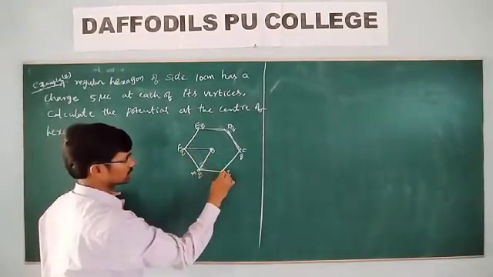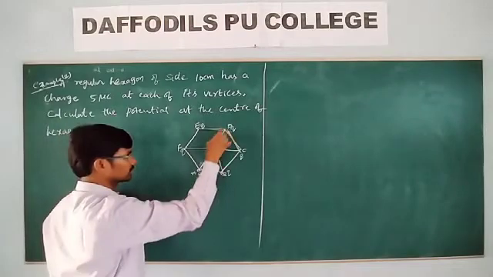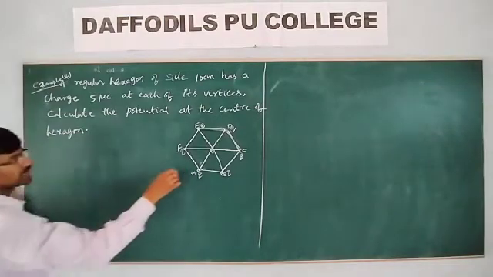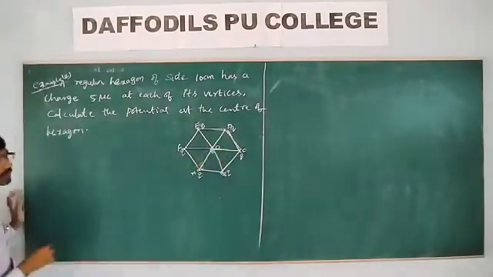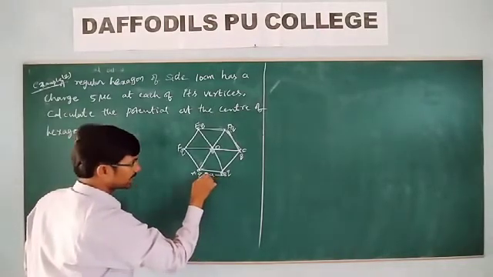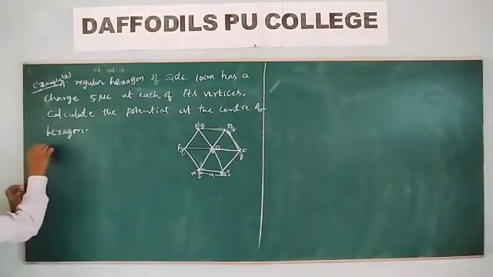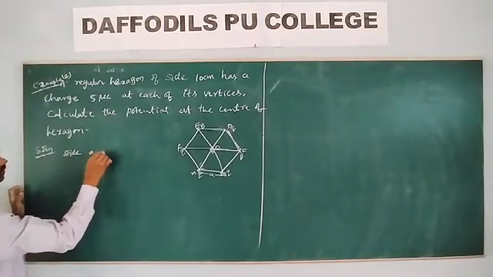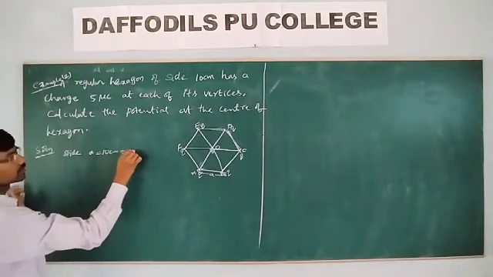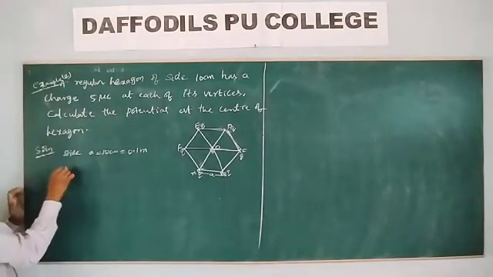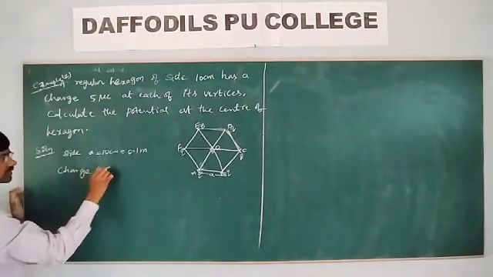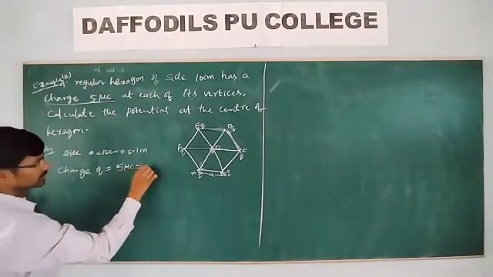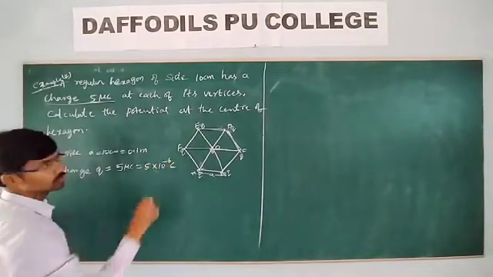That means potential due to each charge added together. Therefore, potential at point O at the center, and the side is 10 cm. Let me write the given information. Side A is equal to 10 centimeter, which is 0.1 meter. And what is given? Charge Q is equal to 5 microcoulomb. That is 5 into 10 power minus 6 coulomb.